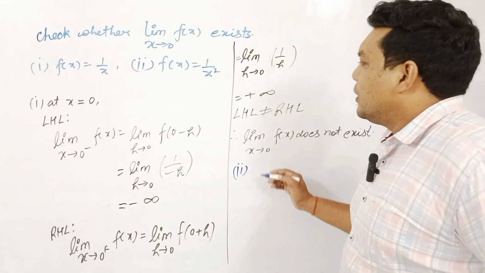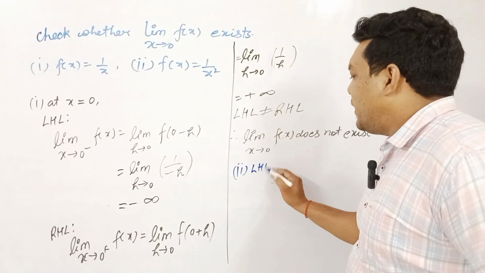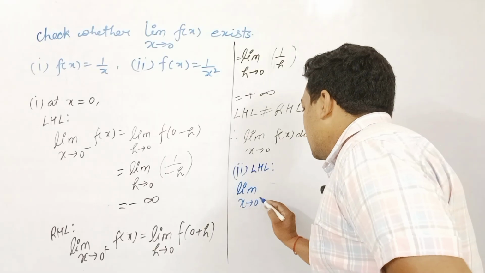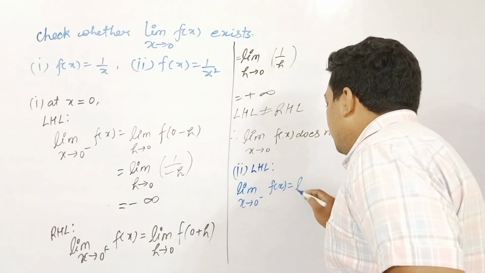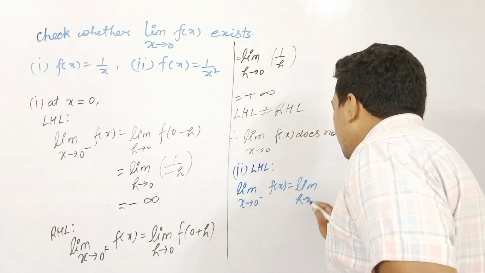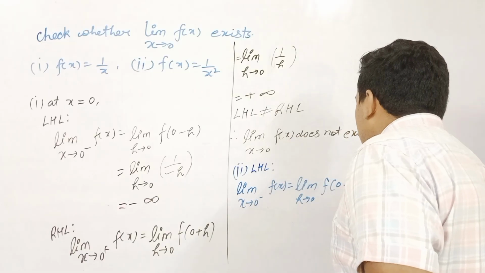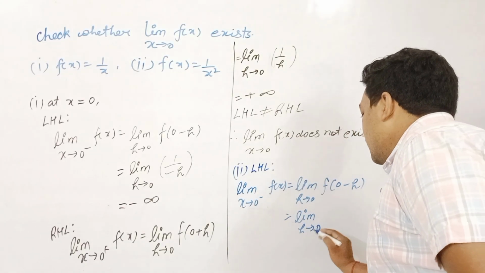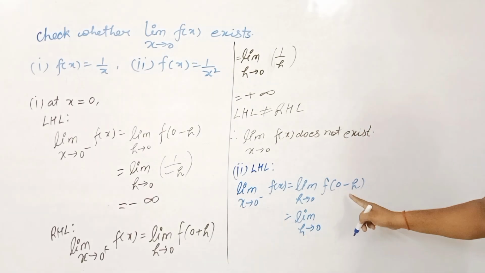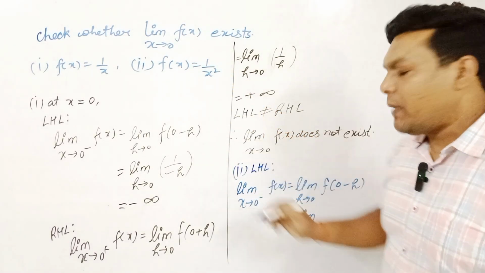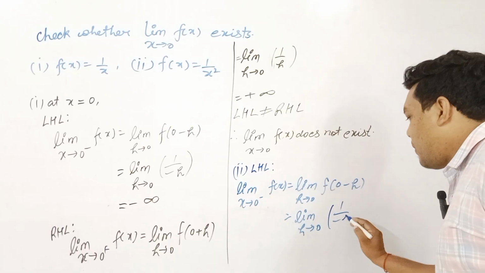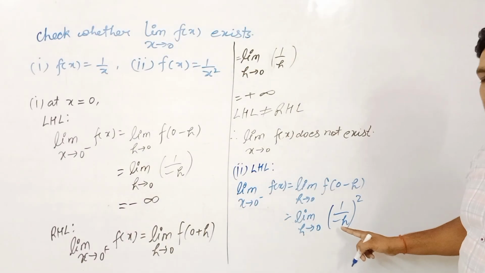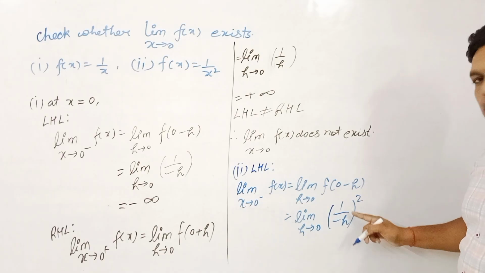Okay, now find what is LHL here. When you find LHL, it will be limit x tends to 0 minus f of x, which is limit h tends to 0 f of 0 minus h. Okay, so now it is limit h tends to 0. When you put f of minus h, what will be f of minus h? 1 upon minus h whole square. And when you put h tending towards 0, it will give you plus infinite, because it is whole square.